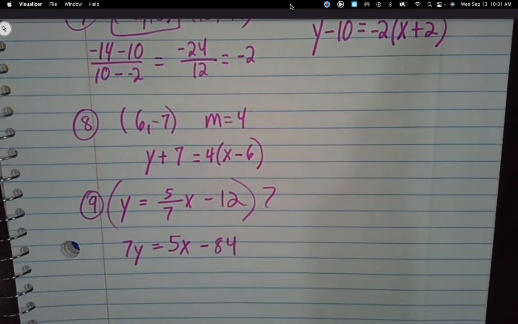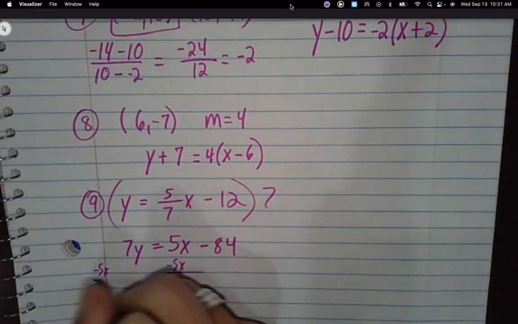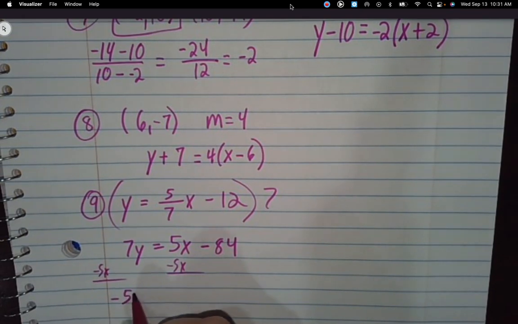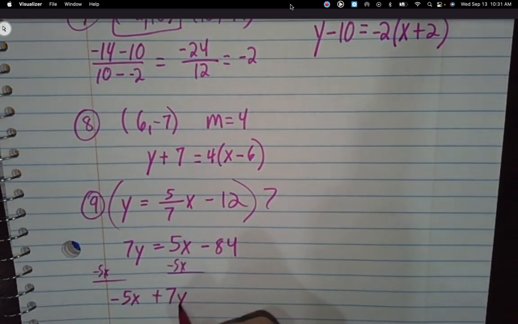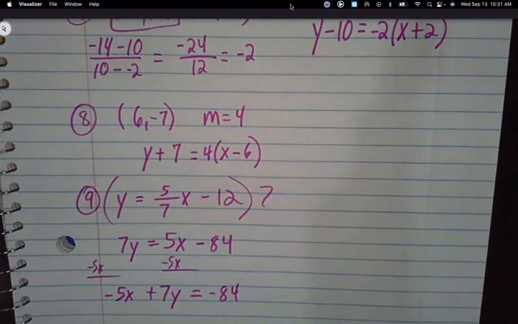Okay, almost done. So if you look at standard form on the board, my x needs to be moved, right? So how do I move that 5x? We subtract it over, and it has to come first. So it's a negative 5x, a positive 7y, and I'm bringing down my negative 84. So 9 is C. That one is on there. It's the same steps. I just changed the numbers. Are y'all good with that one?